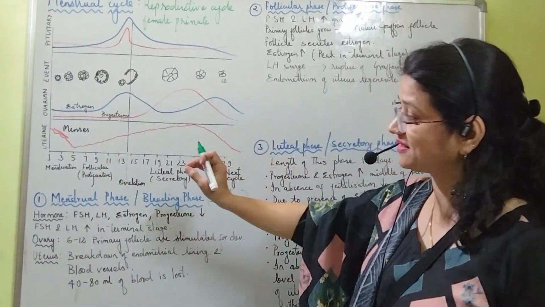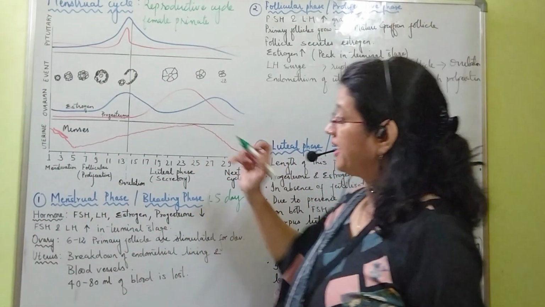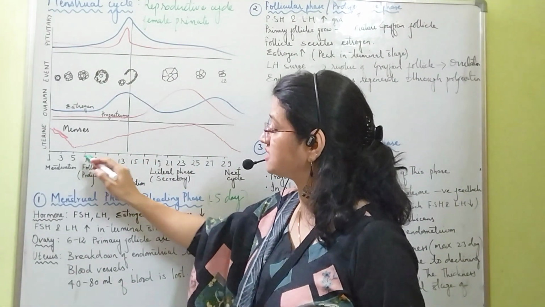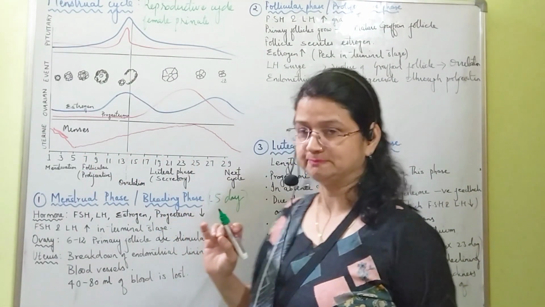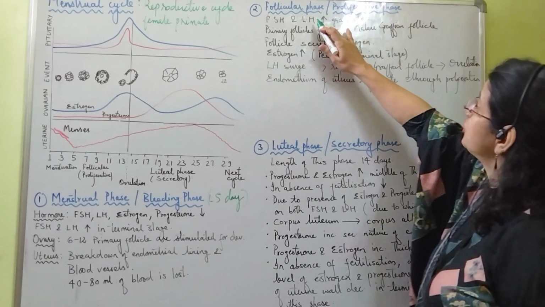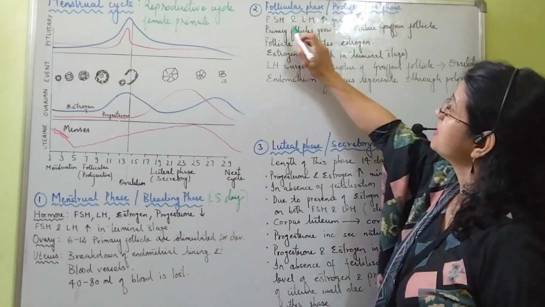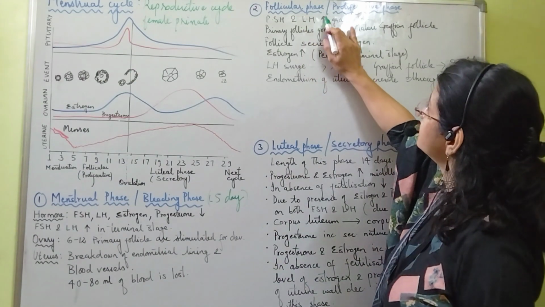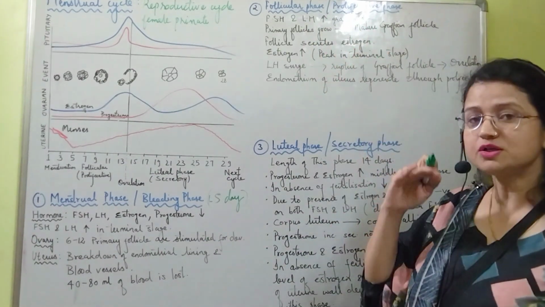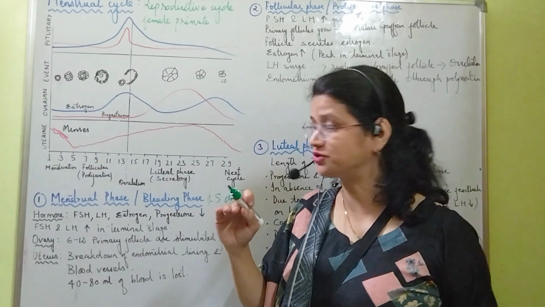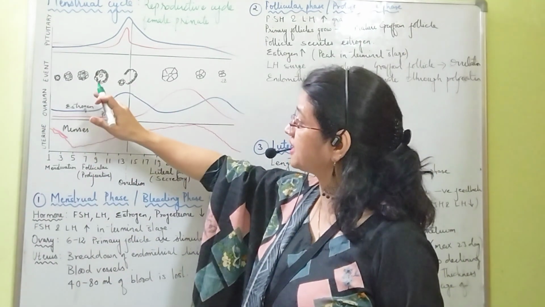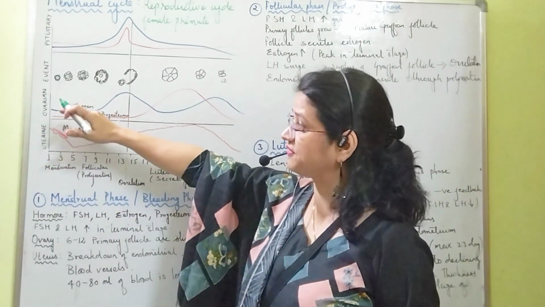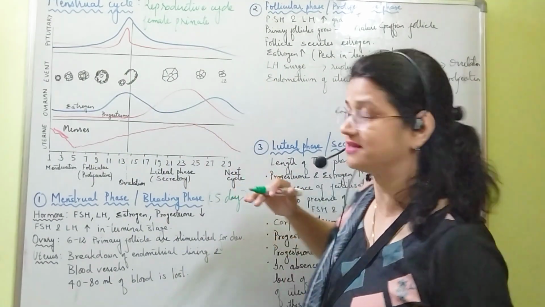Now we'll see what changes take place in this phase, which starts from the 6th day and goes up to the 13th day. Just see here: follicular phase or proliferative phase. Here FSH and LH, these hormones, start increasing gradually. They started at the terminal stage of the menstrual phase and their level is increasing.